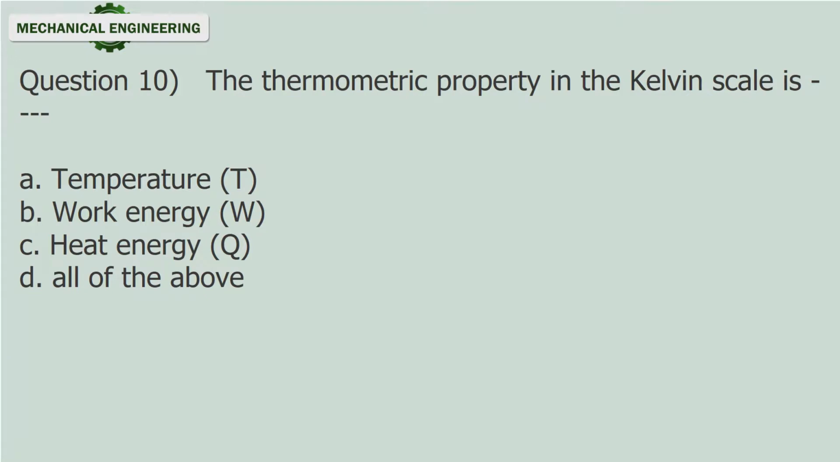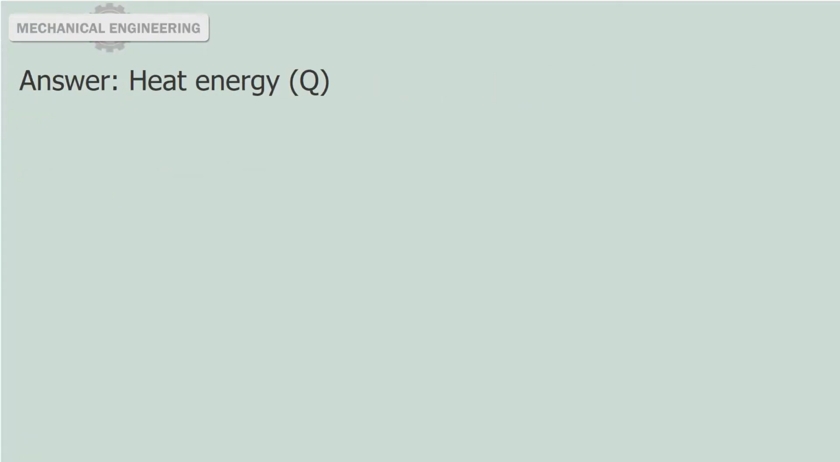Question 10. The thermometric property in the Kelvin scale is, fill in the blank. A. Temperature T. B. Work energy W. C. Heat energy Q. D. All of the above. Answer: heat energy Q.